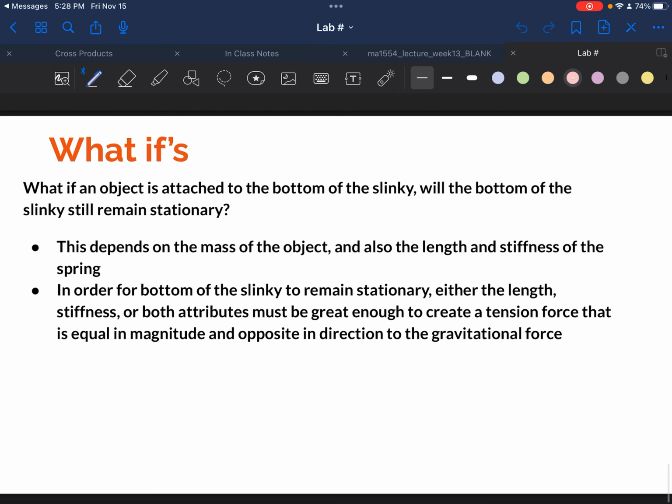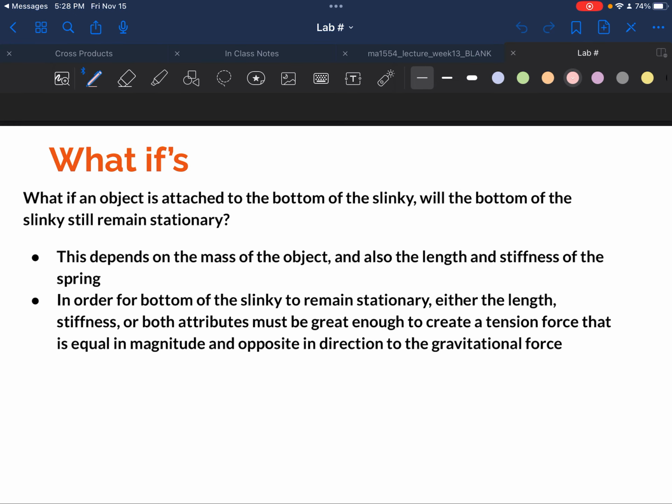And now we have the what if. What if we attach an object to the bottom of the slinky? Will the base of the slinky still remain stationary? Well, this depends on the mass of the object as well as the length and the stiffness of the spring. In order for the bottom of the slinky to remain stationary, either the length, stiffness, or both attributes of the slinky must be great enough to create a tension force that's equal in magnitude and opposite in direction to the gravitational force.